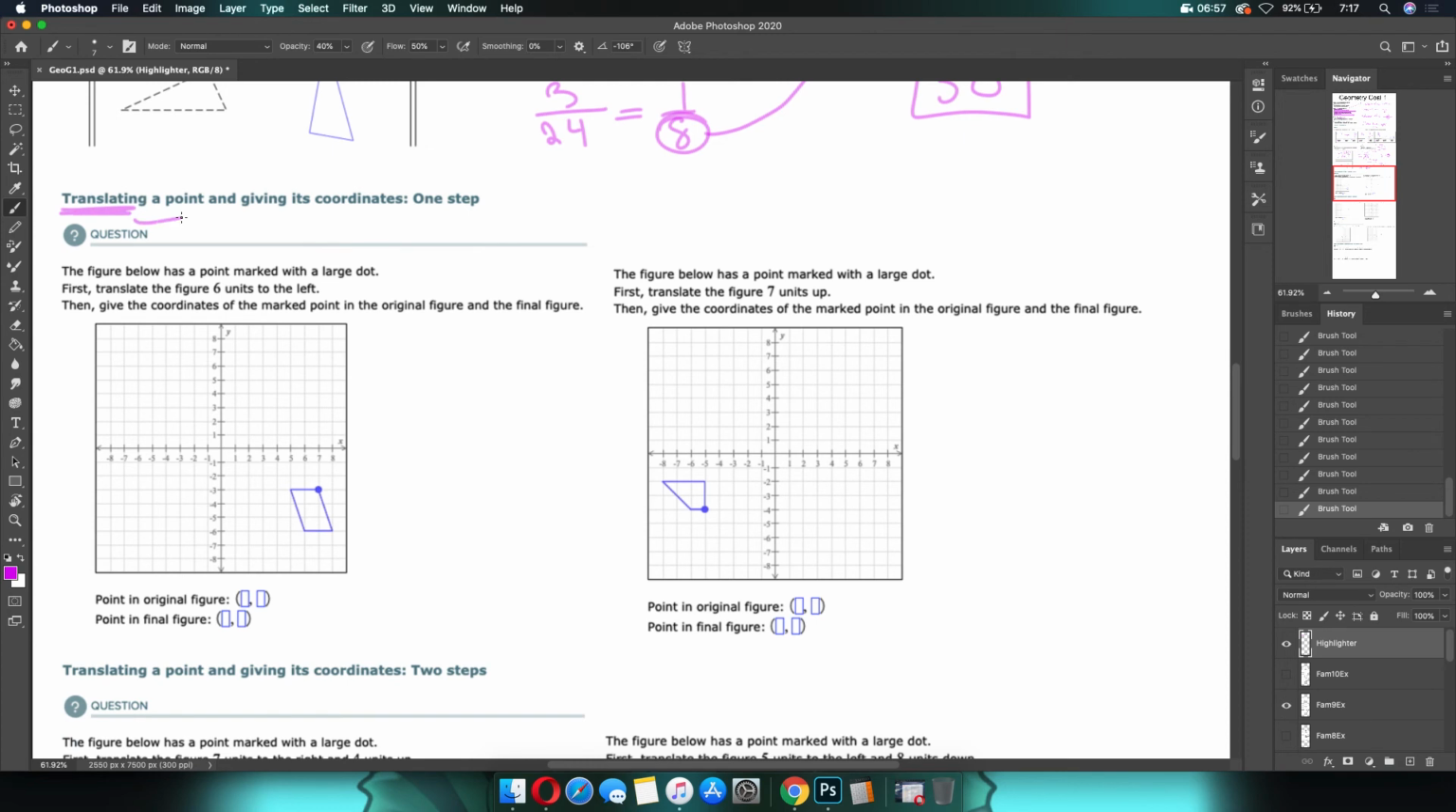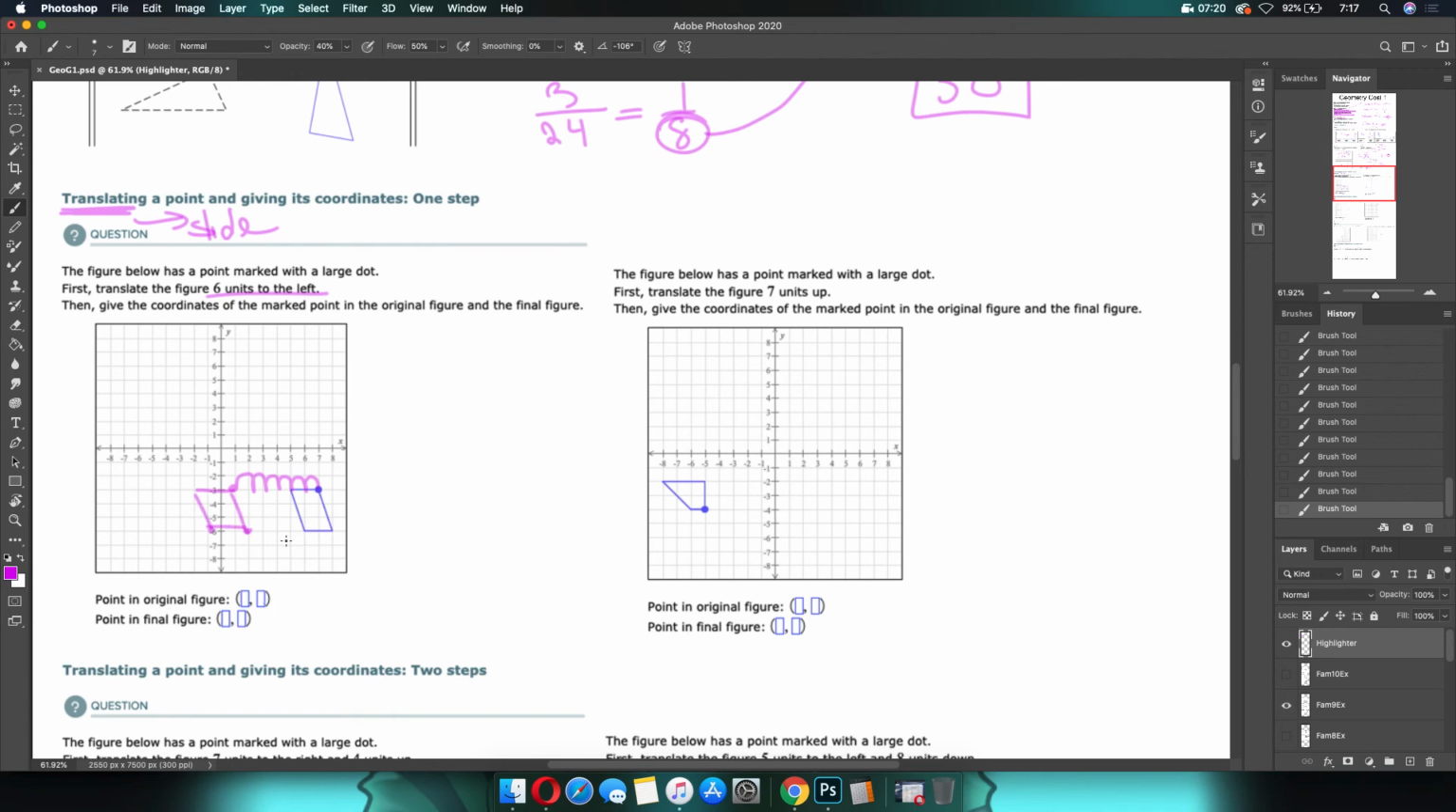Translating. Translating, as we recall, means to slide. All right, so now that we know that we're sliding, it even tells you 6 units to the left. So I'm taking this dot and moving it over. 1, 2, 3, 4, 5, 6. And there is my new shape.